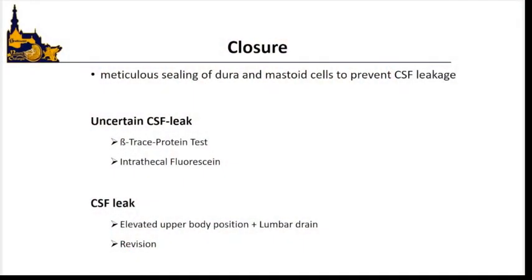In many cases, mastoid cells are opened during the approach. These cells must be sealed sufficiently with muscle and fibrin glue under the retreat of the dural closure in order to prevent the risk of CSF leak and postoperative meningitis.